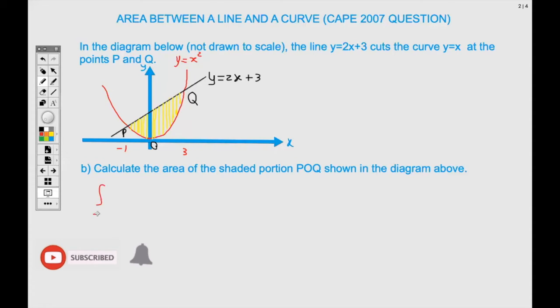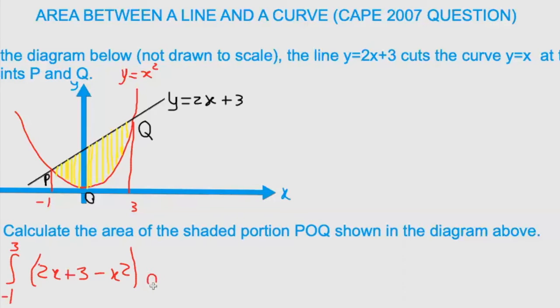So I have my limits, -1 and 3. That's the region we're integrating. Then we have the line first. So we have 2x plus 3, because that's the one that is above. That's the one you write first. Minus the curve, which is below it. Now it's with respect to x, so that's why we have dx.